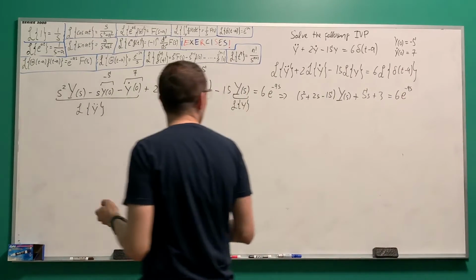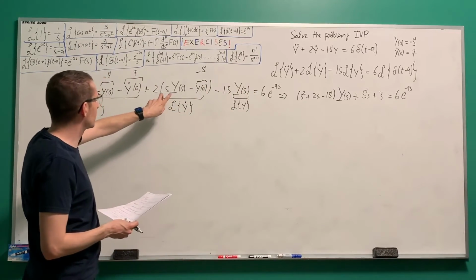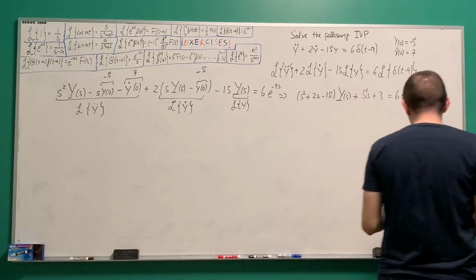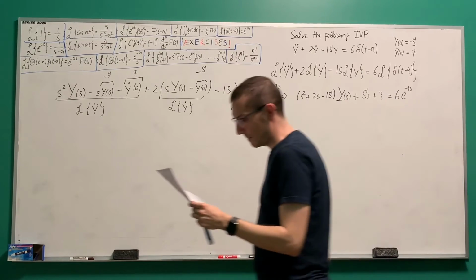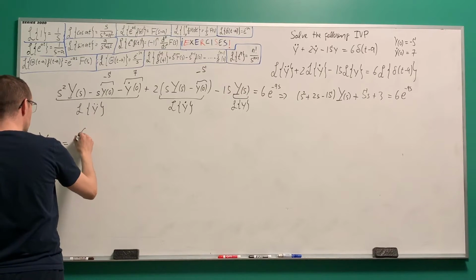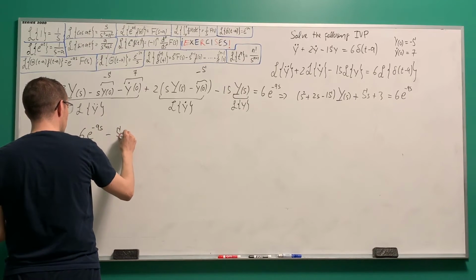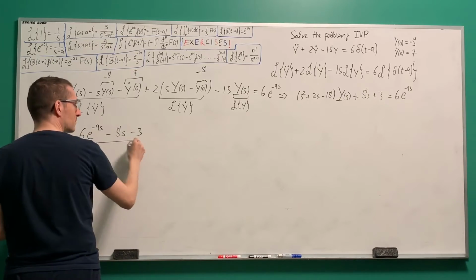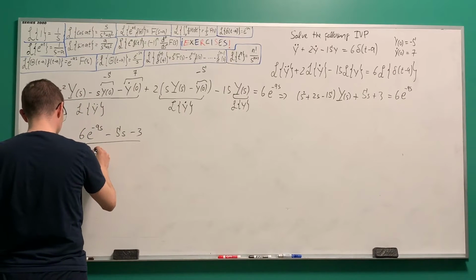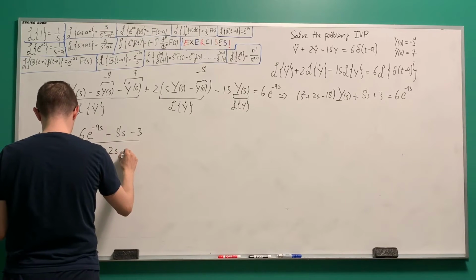And the coefficients of y, you get minus 15 from this one, that's here. Then 2s from this one, that's there. And s squared from this one, so I'm just grouping. Alright, so that means I can solve for y, and that means that y of s is equal to 6 e to the minus 9s minus 5s minus 3. So I put everything on the right hand side that is not multiplying y, and I divide by the coefficient of y, s squared plus 2s minus 15.